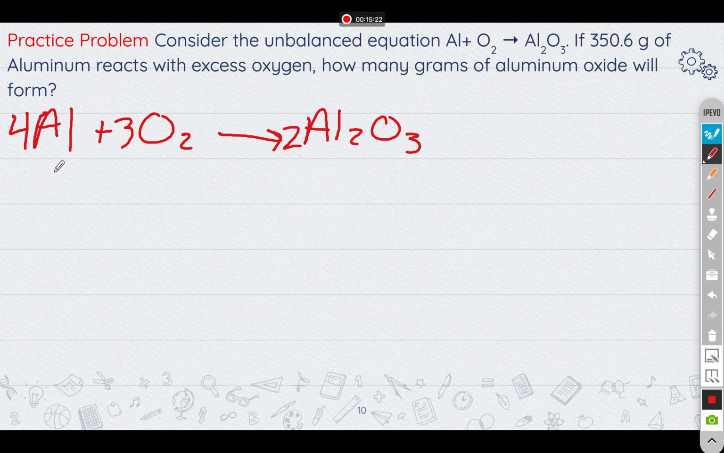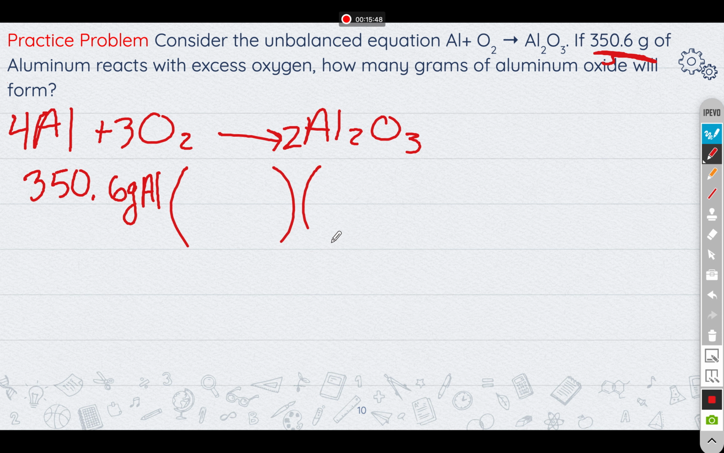your mole ratio. All right, so let's start with the number that is given in the problem. The problem gives us this value right here. Let's write it out. We have 350.6 grams of aluminum, right? Okay, so the first thing that we want to do, so I'm going to write out the parentheses just so I could give myself a good amount of space. Okay. So I know this is a 3-step problem, so I'm just going to write out the 3 steps.